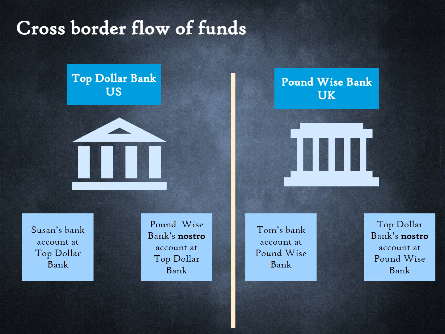Going back to our example, Top Dollar Bank debits $1,000 from Susan's account and credits Poundwise Bank's Nostro account by $1,000 in the US. Poundwise Bank credits Tom £700 and debits Top Dollar Bank's Nostro account by £700 in the UK. Notice that money is not crossing the border. Rather, Poundwise Bank's holding of US dollars went up by $1,000 at its Nostro account in the US. On the other side, Top Dollar Bank's GBP holdings went down at its Nostro account in the UK. The exchange rate for this particular transaction is determined based on an agreed-upon framework between the two banks.